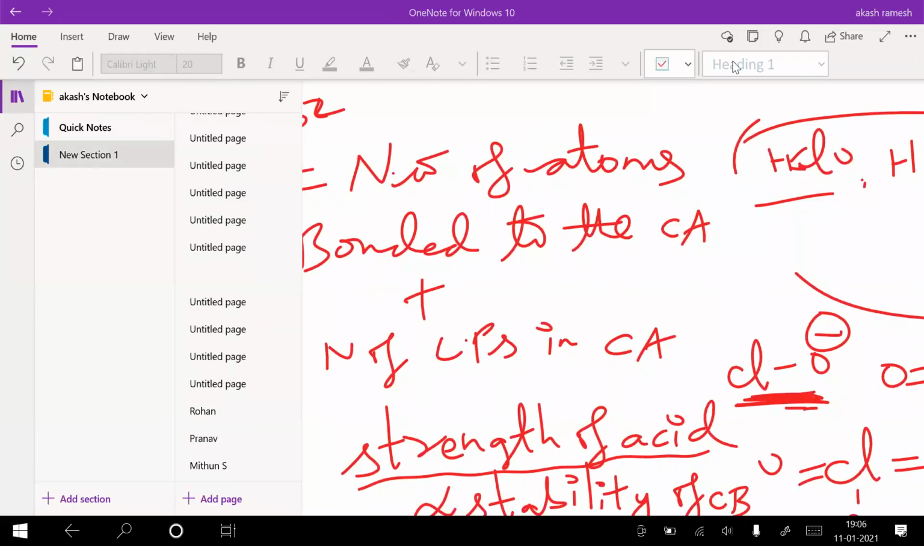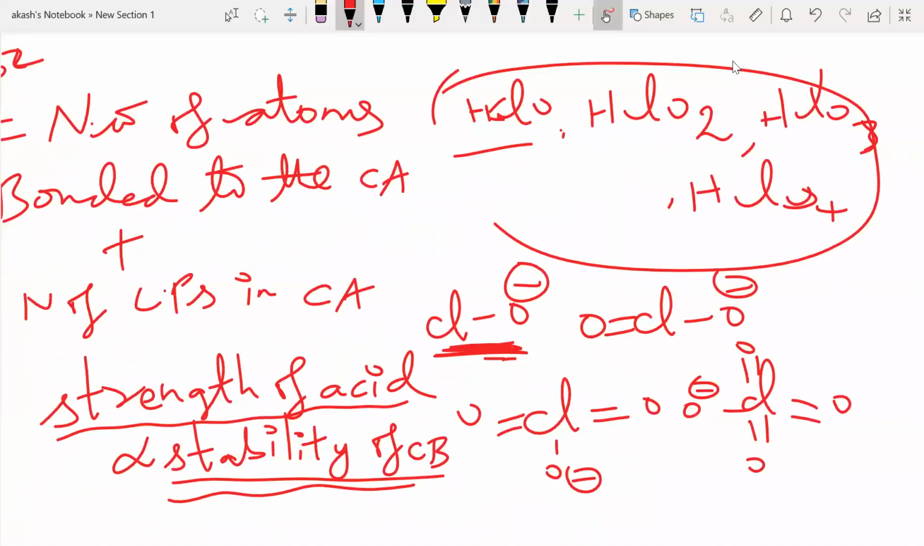Could you show the structure once again? Yeah, sure. So this is the structure: ClO minus. Is resonance possible with this?